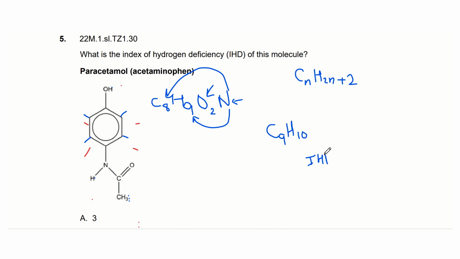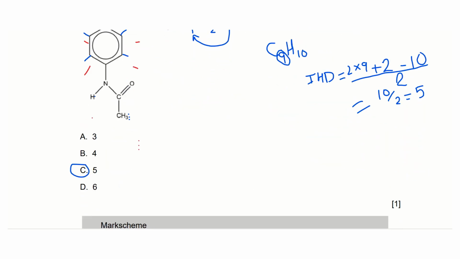Using this formula here, this is 2n, and n in this case is 9. So 2 times 9, plus 2. So this is the alkane formula that I have. Minus 10, because that's how many hydrogens I have here. And I divide all of this by 2. So 2 times 9 is 18, plus 2 is 20, minus 10 is 10. And then 10 divided by 2 gives me 5. And that's basically how you calculate the IHD. So the answer should be C.